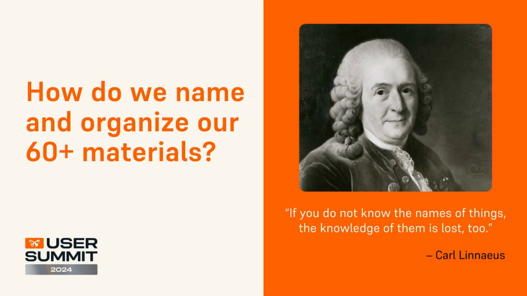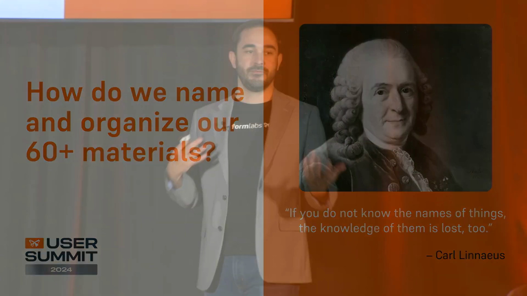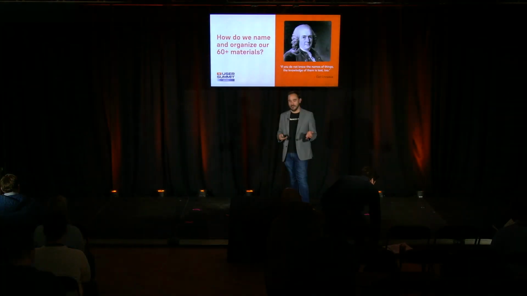So I'm going to open with this question that I'm trying to answer in my half of the talk, which is how do we organize our 60-plus materials here at Formlabs? We have a lot of materials. Materials are very complicated things. They have a lot of different properties. So how do we think about it? And I have a picture and a quote from a famous Swedish scientist here who was responsible for binomial nomenclature and knows a thing or two about naming things and the importance of naming things as a way to convey knowledge and understanding. So with that, I'll dive into it.